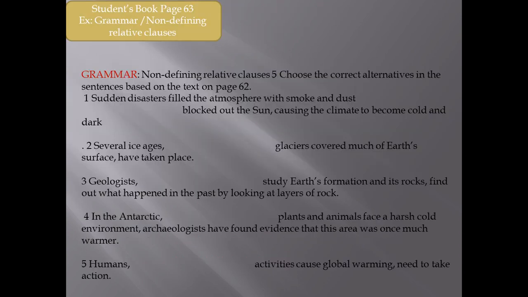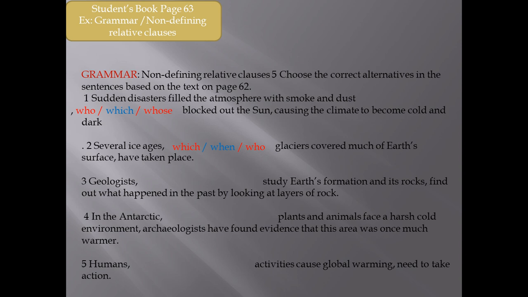Go now to the students' book, page number 63, exercise of grammar: non-defining relative clauses. Here we are going to complete the sentences with the correct relative pronoun. The first sentence: sudden disasters filled the atmosphere with smoke and dust. Here we have three options: who, which, whose. Smoke and dust are things, so in this case we use which. Sudden disasters filled the atmosphere with smoke and dust, which blacked out the sun, causing the climate to become cold and dark.